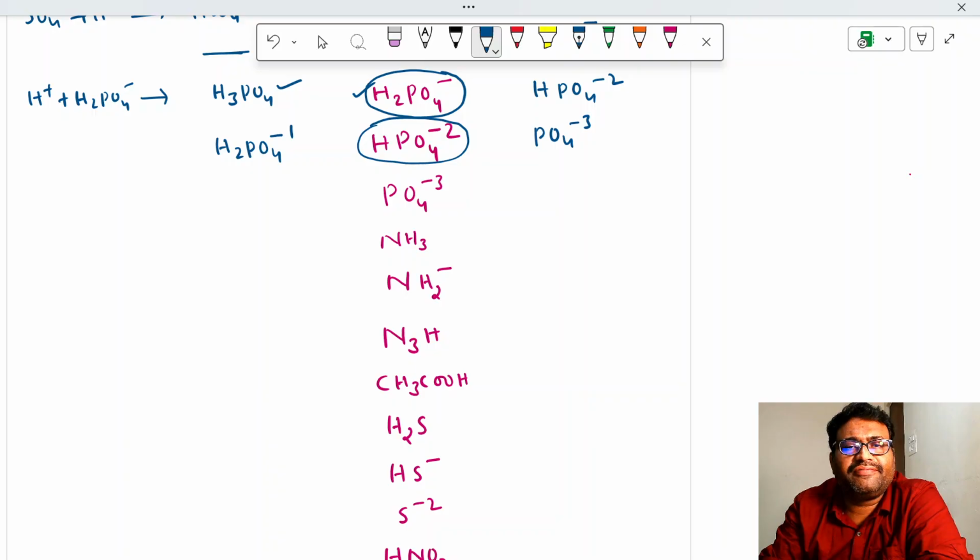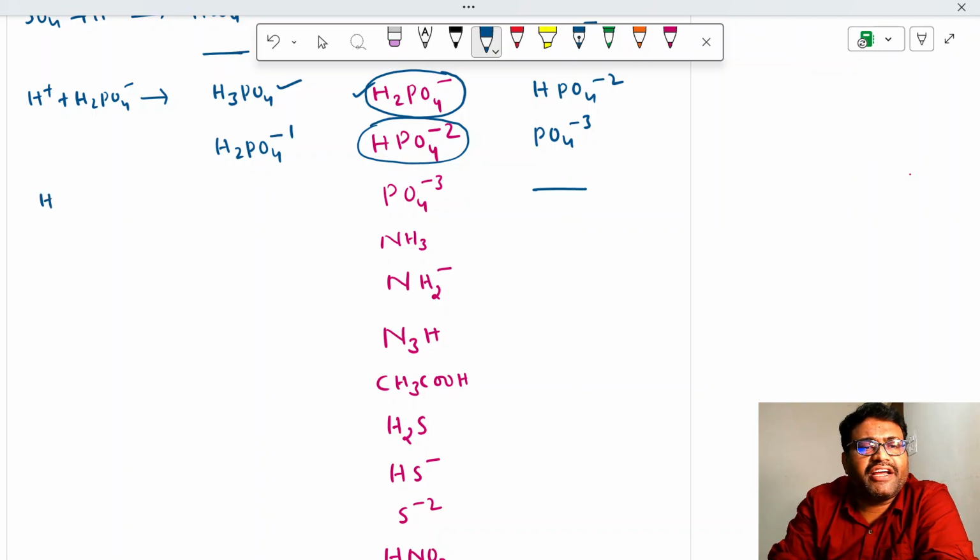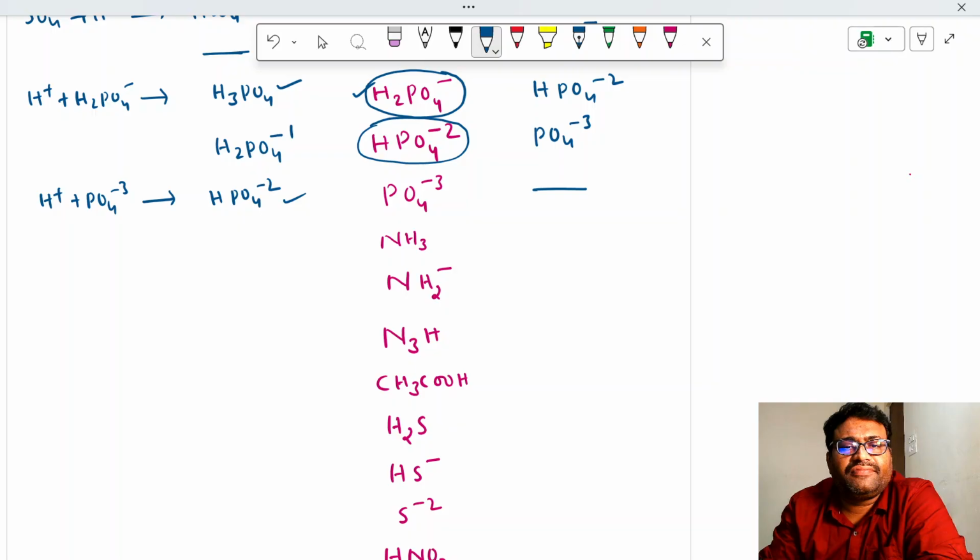PO4 minus 3, there is no proton, so no conjugate base. Can you add a proton? Yes, if I add a proton to PO4 minus 3, it converts into HPO4 minus 2. Yes, it can act as a Bronsted-Lowry base because it can accept a proton. Can it act as acid? No, it cannot donate a proton. PO4 minus 3 does not have a proton. How can it donate it?